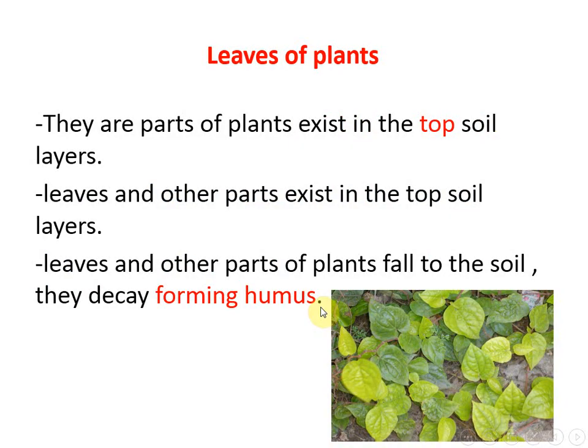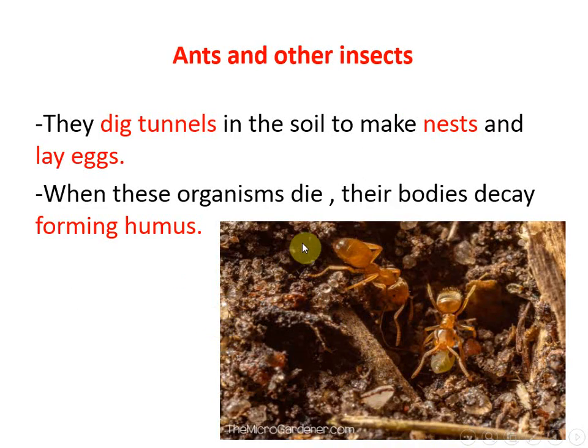Leaves of plants. They are parts of plants that exist in the topsoil layers. Leaves and other parts of plants fall to the soil. They decay, forming humus. Ants and other insects dig tunnels in the soil to make nests and lay eggs. When these organisms die, their bodies decay, forming humus.